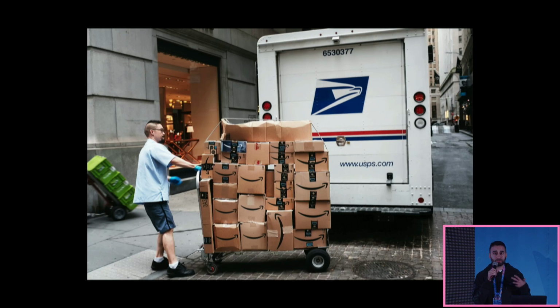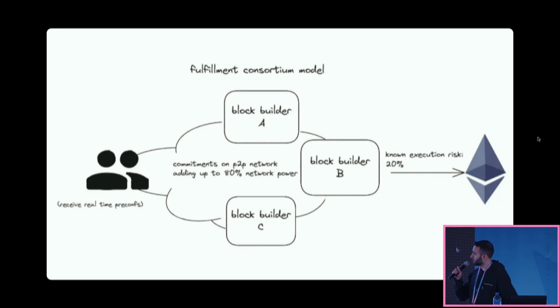So we introduced these fulfillment specified entities. And right now, they're block builders and relays on the Ethereum network. So we show that through a fulfillment consortium model and having a network between these fulfillers of pre-confirmations, you can achieve similar results without validator participation.